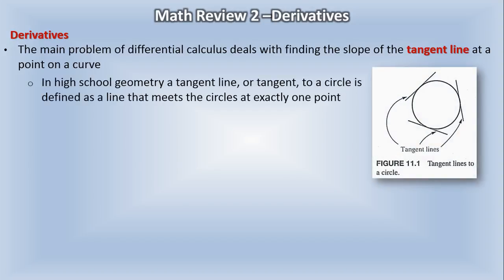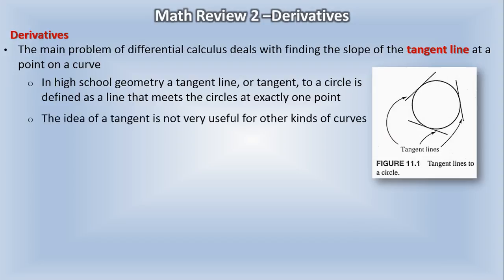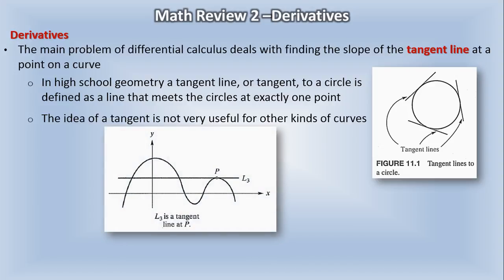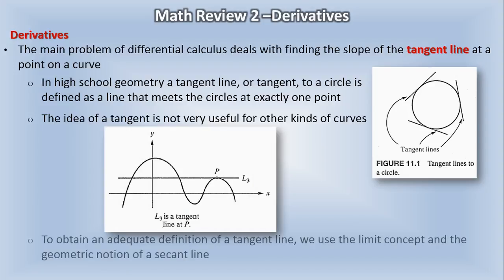In high school geometry, a tangent line to a circle is defined as a line that meets the circle at exactly one point. Here's the circle, there's 3 different tangent lines. The idea of a tangent is not very useful for other kinds of curves. You might have this curve here, where you have a tangent line that is just touching the curve there, but it's cutting the curve through 2 different points over here.